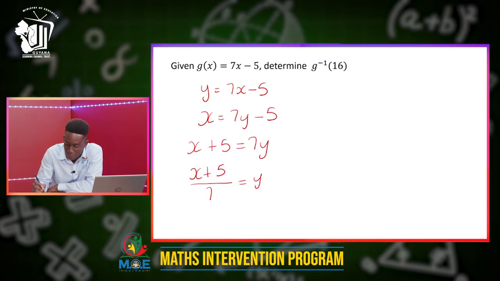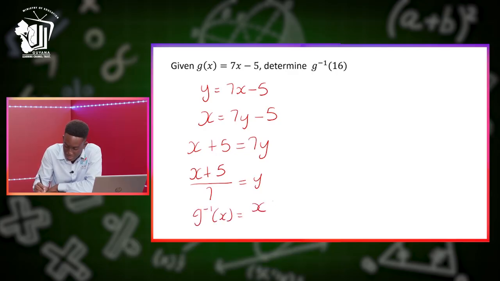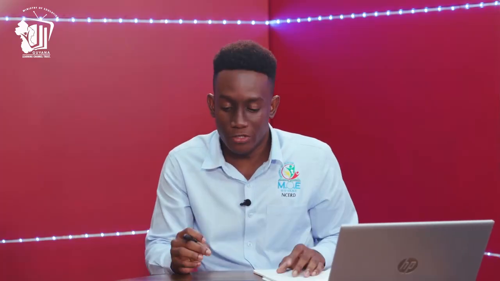In the last step, we replace y with the inverse notation. So in this case, we'll have g inverse. So g inverse of x is equal to x plus 5 all divided by 7. So this is where we can now find g inverse of 16. We have the inverse function: g inverse of x is equal to x plus 5 all divided by 7. Now we can proceed to find g inverse of 16.